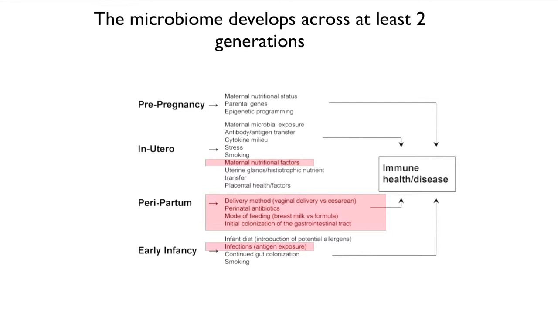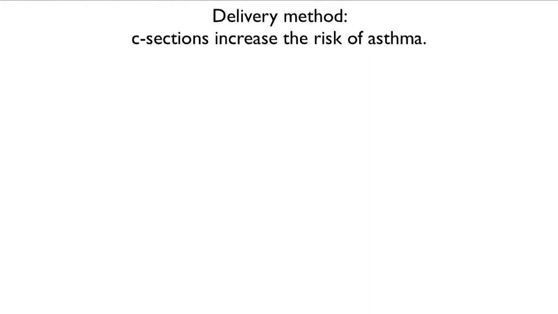Then, during and just after delivery, the delivery method, vaginal or cesarean, and the use of perinatal antibiotics, and the mode of feeding, breast or formula, all affect the initial colonization of the infant's gut. And then, early in infancy, one of the most important things is infections, especially if they are treated with antibiotics, because antibiotics are going to be upsetting everything in the gut as well as in the site of infection, and things like exposure to smoke. So there's quite a series of environmental factors that can affect the gut microbiome.